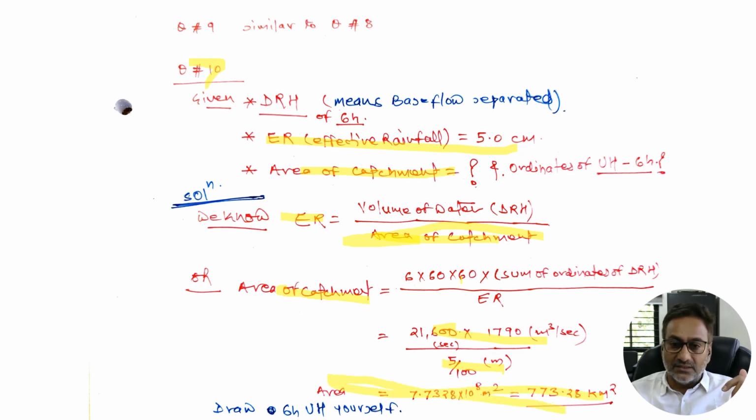So this is the total area of the catchment, and then we can deduce the total 6-hour unit hydrograph from the given data, which I have not explained in detail here on the screen.